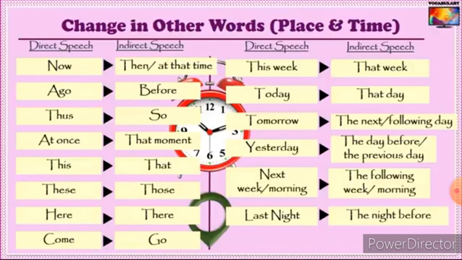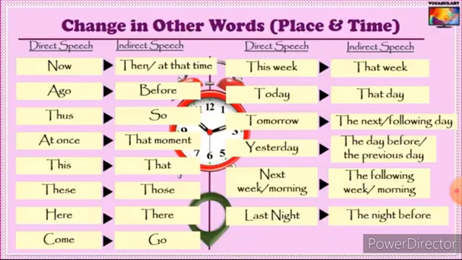These means those. Here means there. Come means go. And then this week means that week. Today will change into that day. Tomorrow will change in indirect speech as the next day, or you can say the following day. Yesterday we can mention as the day before or the previous day. Next week or next morning will be represented as the following week or the following morning. Last night will be changed in indirect speech as the night before.